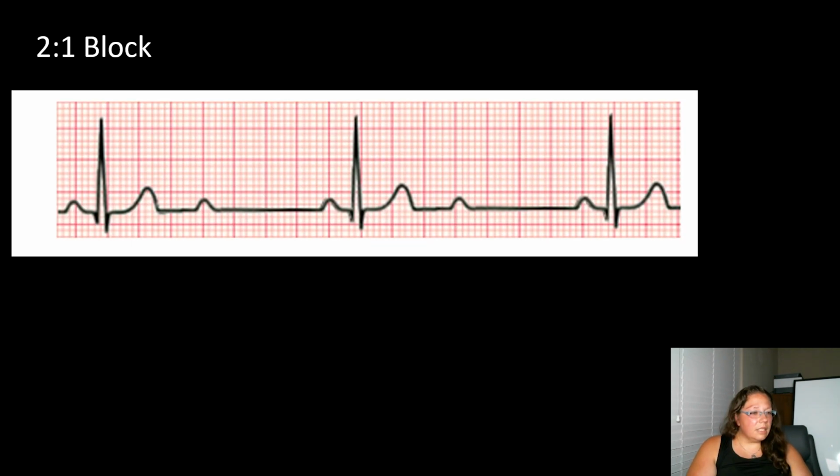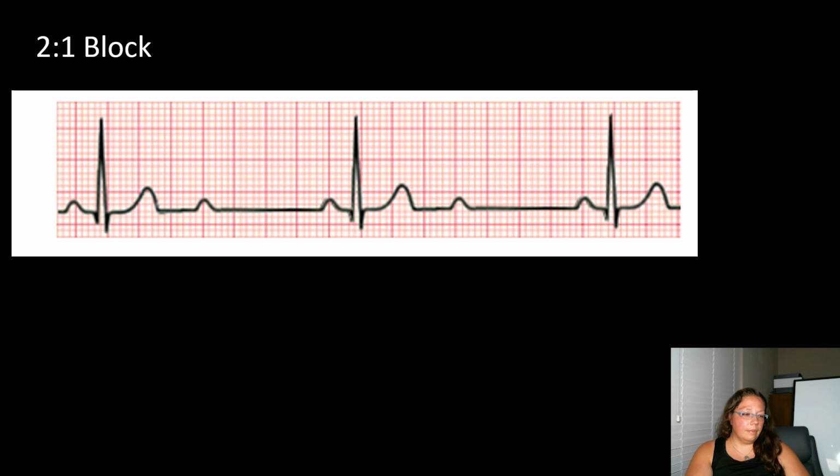So what that looks like is this. Every other P wave has a QRS, and every other P wave does not have a QRS. So we have a P, QRS, P, no QRS, P, QRS, P, no QRS, and that same pattern all the way down. So a 2-to-1 conduction block is a second-degree block. Not every P goes through, it just means that every other P doesn't go through.